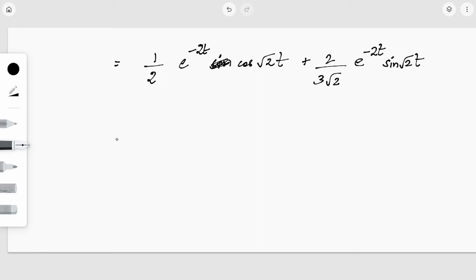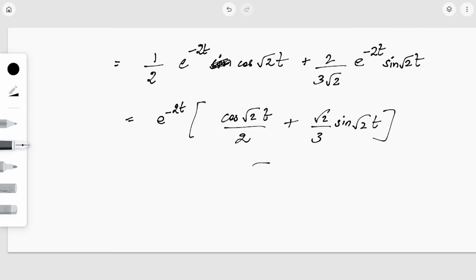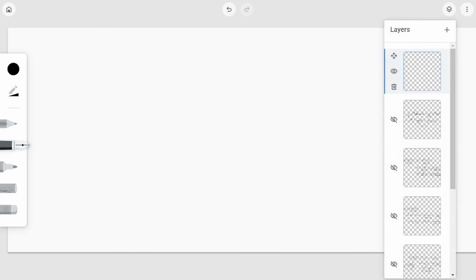Okay, or I can take e raised to minus 2t common, and I can write this as cos root 2t by 2 plus root 2 by 3 into sine root 2t. So this is our required inverse Laplace transform. So just keep in mind the shifting and just look into the problems carefully so that you can understand what shift is happening and what is the Laplace inverse that we have to apply and all.